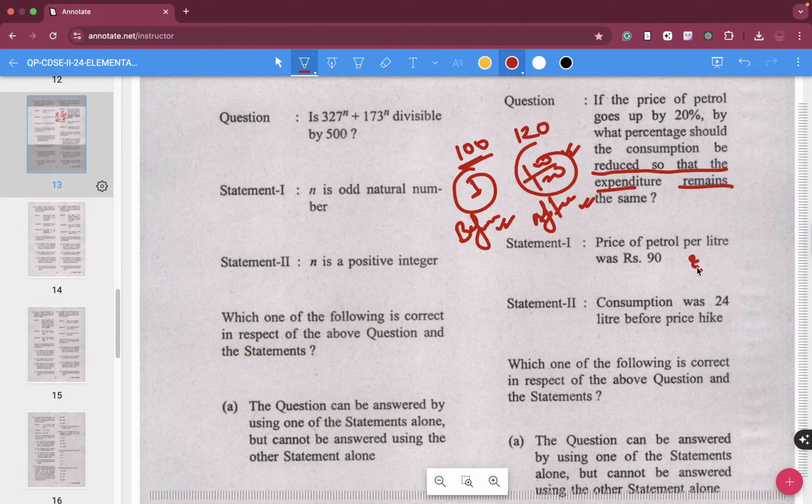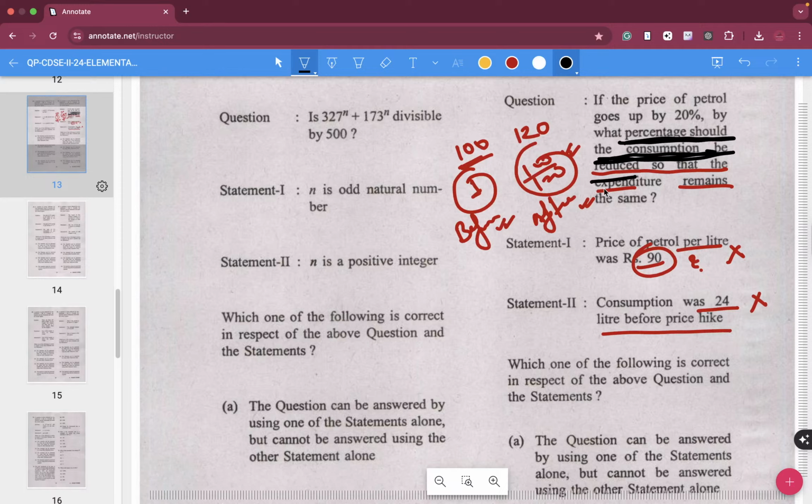Is it really dependent upon the price of the petrol? No, it's not dependent upon the price of the petrol, nor is it dependent upon the consumption. Whether you were consuming 24 liters or 4 liters or 2400 liters, it does not matter. The question is asking, by what percent should the consumption be reduced?